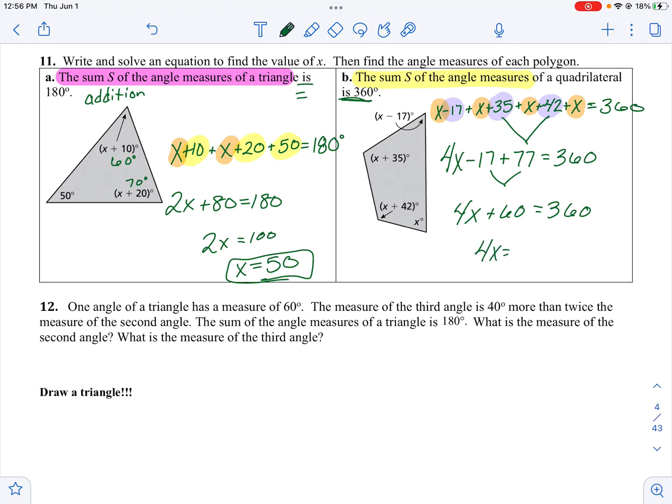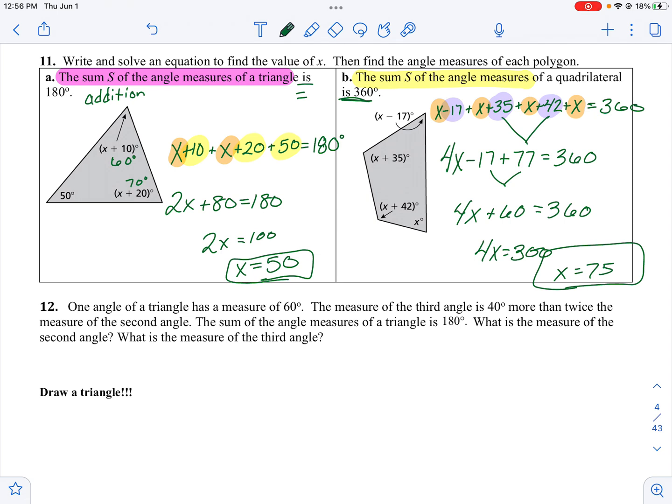And now I know how to solve that one. 4x is 300 if I subtract 60. And now let me just check here. What is 300 divided by 4? It looks like x would have to be 75.